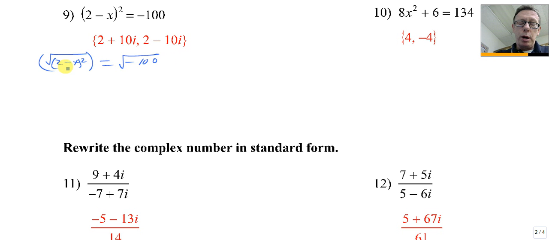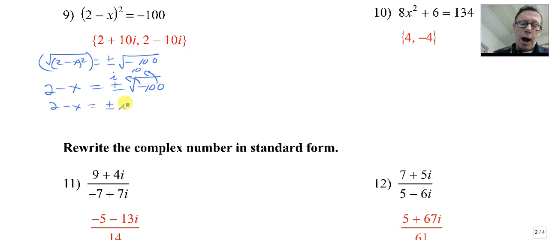Now, as soon as I take the square root like that, I'm taking the square root of a squared term. I need to add a plus or minus. The square root of anything squared is just that number, so this will be 2 minus x on this side. And on the other side, I'll have plus or minus the square root of a negative 100. So now let's simplify that. The negative will come out as an i, and the 100 will come out as a 10. So I'm going to have 2 minus x is equal to plus or minus 10i.